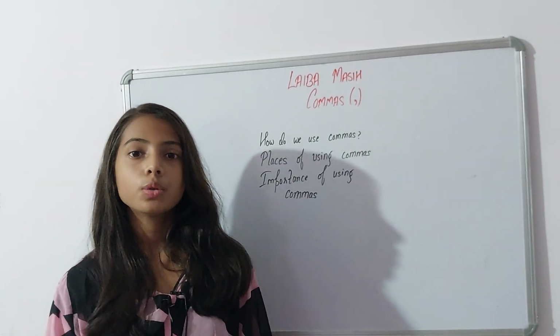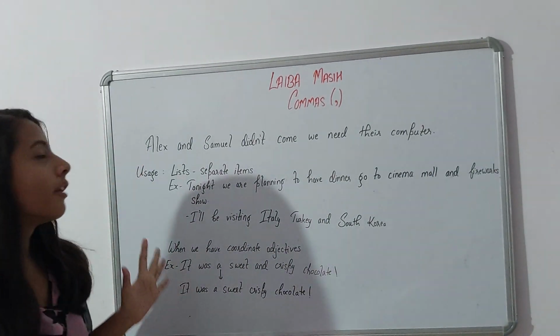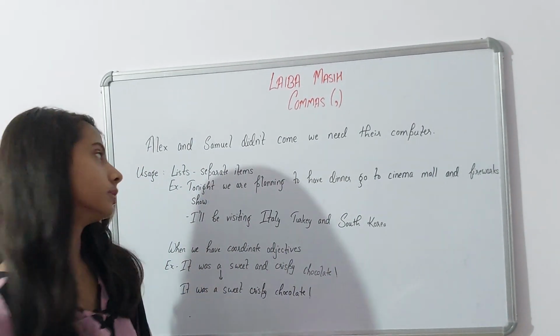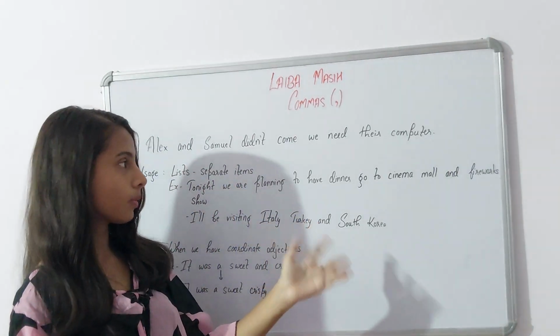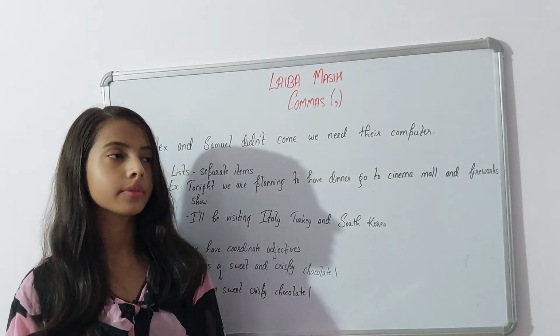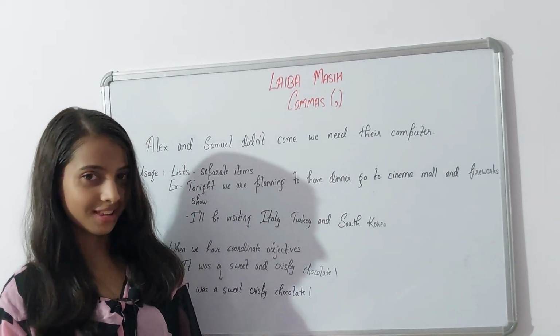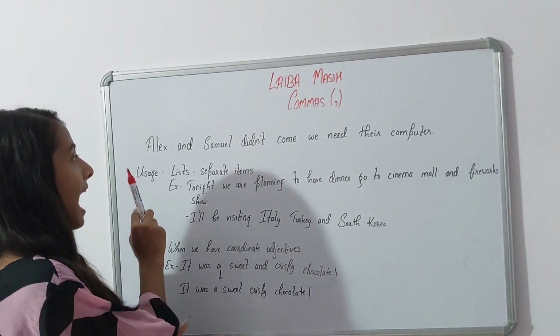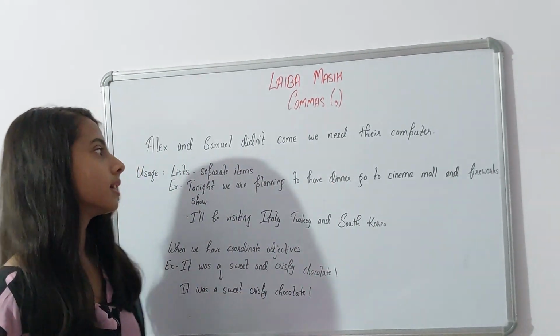Okay, so now to start with the topic, first let's start it with an example. That is, Alex and Samuel didn't come. We need their computer. Does it make sense? I don't think that it makes sense, because Alex and Samuel didn't come. We need their computer. What does this mean?